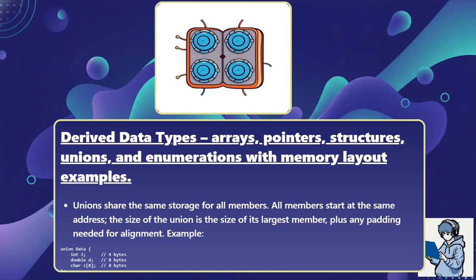Unions share the same storage for all members. All members start at the same address. The size of the union is the size of its largest member plus any padding needed for alignment. Example: union data { int i; // 4 bytes, double d; // 8 bytes, char c[8]; // 8 bytes };. sizeof(union data) is 8 because the double or the char array are the biggest.